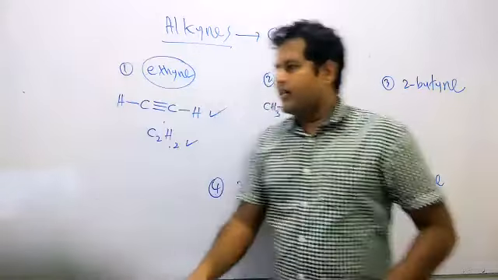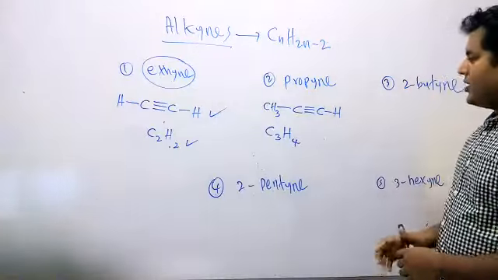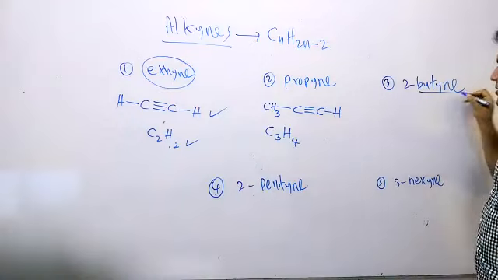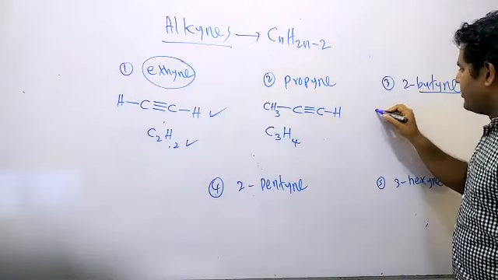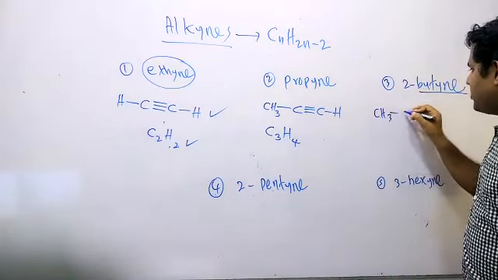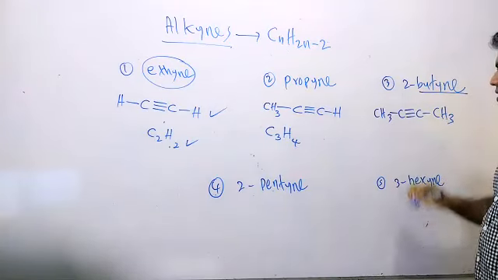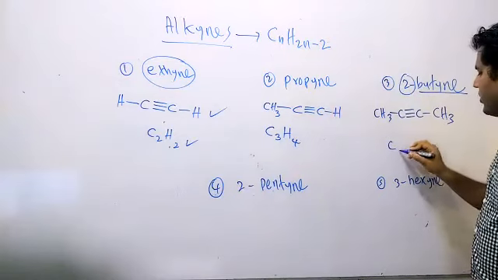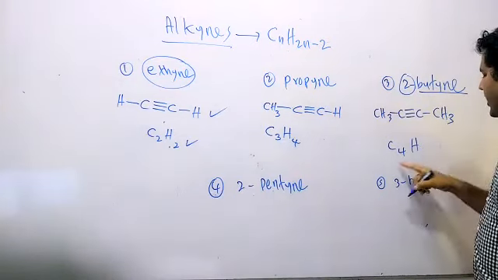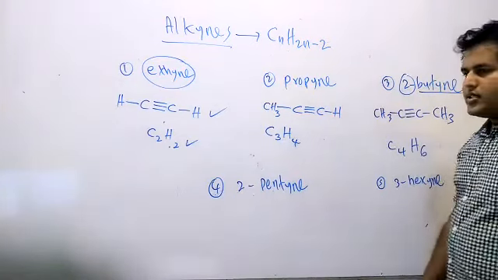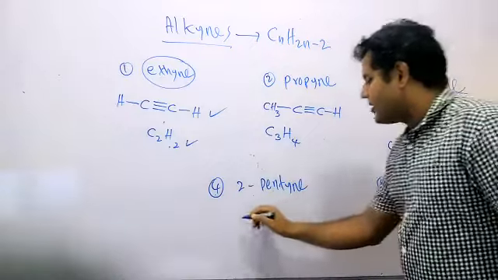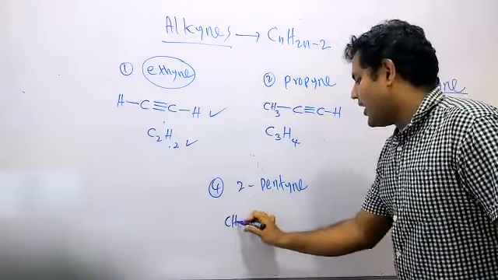Okay, let's complete it. Now I think you have had the time to complete this. Butyne, it's 2-butyne. This was the structure. If you are writing the formula, C4H6. Then 2-pentyne. You can see I'm directly writing that.